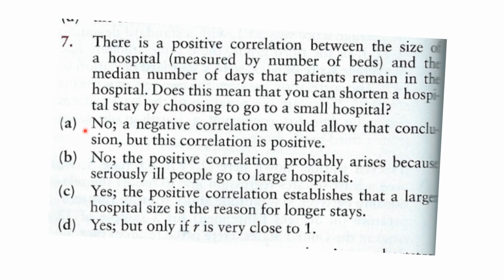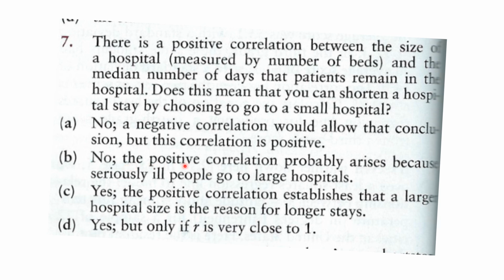We know that the answer is going to be either A or B, because correlation does not imply causation. A is going to be incorrect because it says a negative correlation. We had a positive correlation, but it says a negative correlation would allow that conclusion. That's not true either. No correlation will allow for us to draw a causal inference. So that's why B is correct, because B actually gives a possible explanation for why there's this correlation.